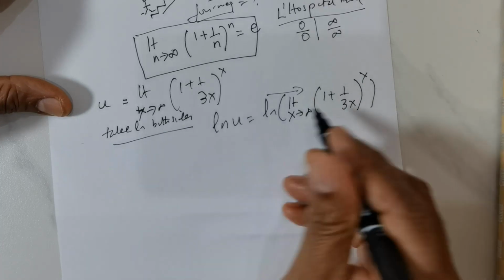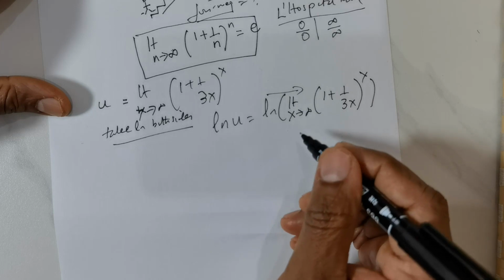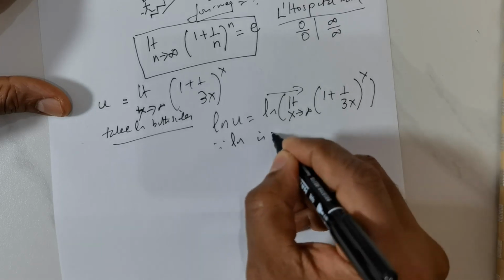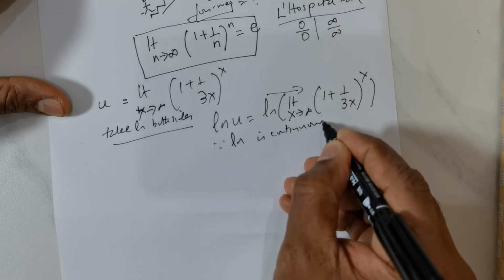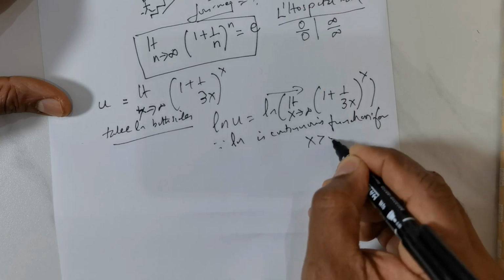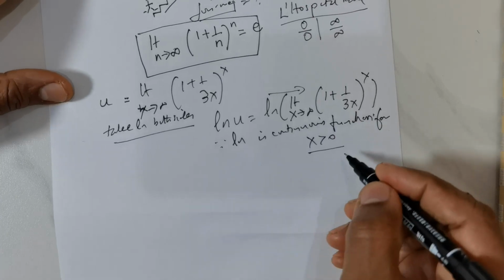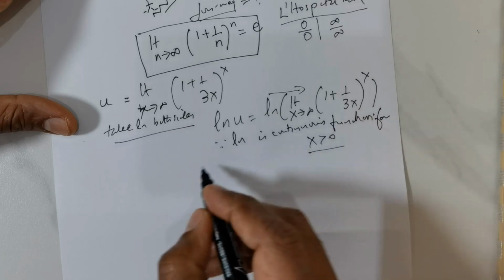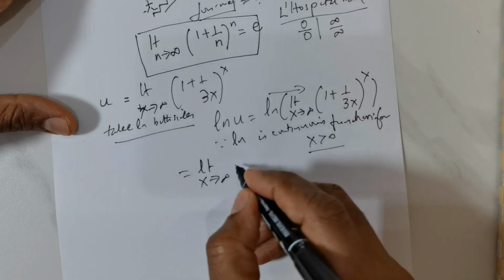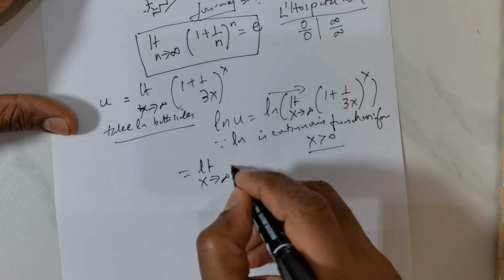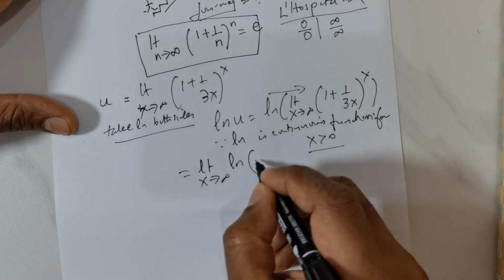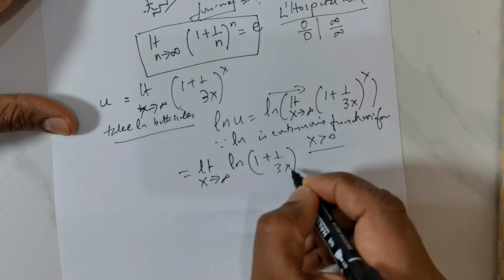Now you might be asking me, how can I do that? Yes, I can do that because ln is a continuous function for all x greater than 0, and that alone is sufficient for me to push the ln inside and move the limit out. So that is the requirement, or I would say a postulate given by the limits. So ln comes in, so we got ln of (1 + 1/(3x)) raised to the power of x.